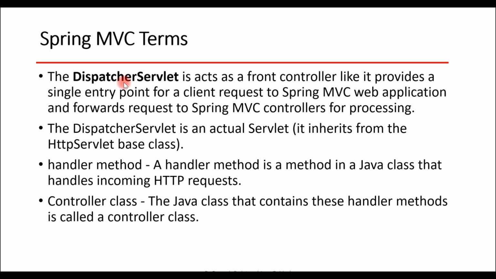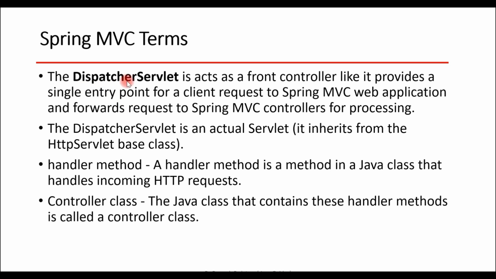As you probably know, dispatcher servlet acts as a front controller. It provides a single entry point for all the client requests to the Spring MVC web application and forwards requests to Spring MVC controllers for processing. A dispatcher servlet is sometimes called Spring MVC framework servlet. And dispatcher servlet is actually a servlet. It inherits from the HTTP servlet base class, and it has all the servlet lifecycle methods.